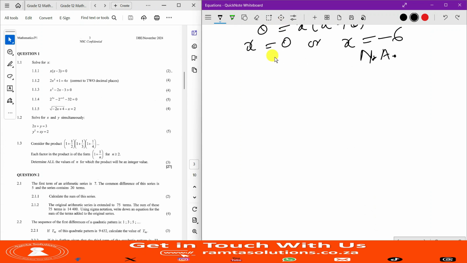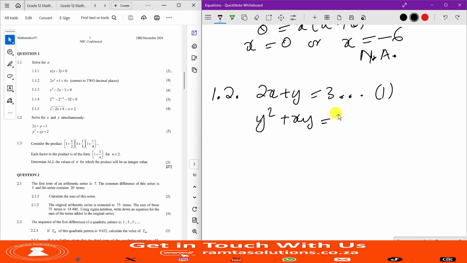All right, let's see now. 1.2. So 1.2, we have solve for x and y simultaneously. So we have 2x plus y equals 3. Let's label it equation 1. And then y squared plus xy equals 2. Let's label it equation 2. Equation 1 is easy to simplify. So we'll say y is 3 minus 2x.